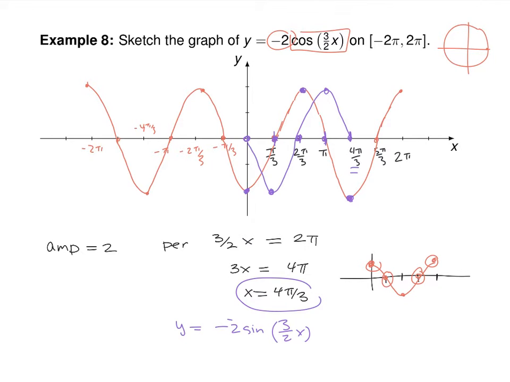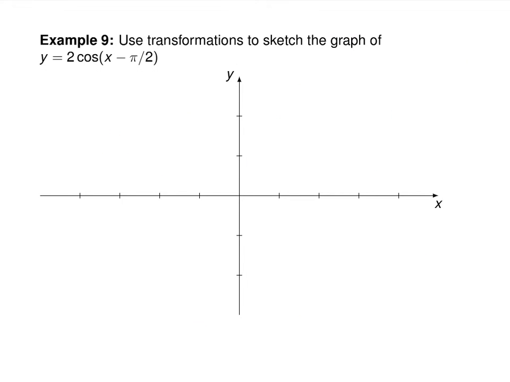Now we're going to do a little bit more with them today. We're also going to shift them around just a tad. So, y equals 2 cosine of x minus pi halves. When you graph something like, say, x minus 3 squared, how did that shift your parabola? To the right. Shifted it to the right 3. Does that make sense? So this is going to shift y equals 2 cosine x to the right how much? Pi over 2.